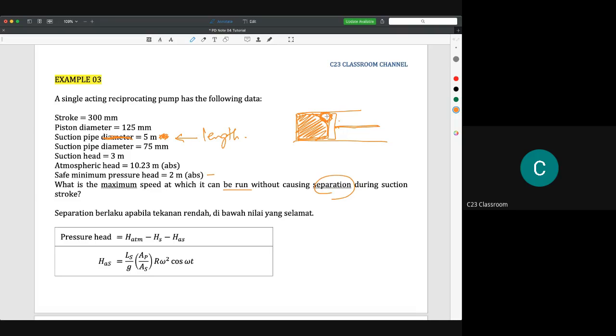Because this will reduce the volumetric efficiency. At the same time, it will show that this pump is not efficient to transfer water. That's why we need to make sure that the speed of the piston is run at its considerate speed.